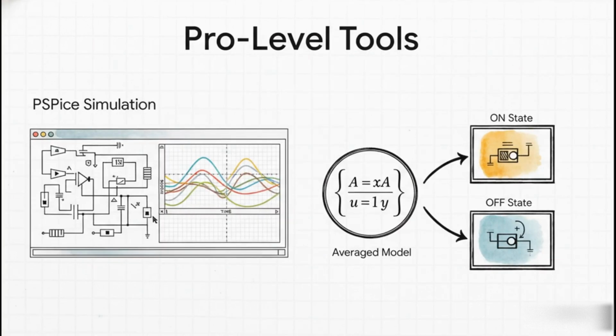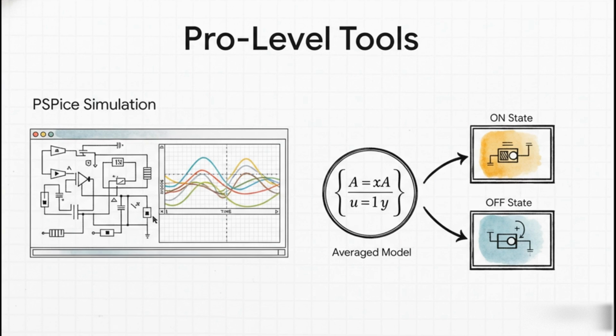So you might be wondering, with all this crazy math and these weird real-world effects, how does anyone actually get anything done? Well, they use professional-grade tools. First up is simulation software, like PSpice. Instead of killing yourself trying to solve those transcendental equations by hand, you just build the circuit virtually and let the computer do the heavy lifting.